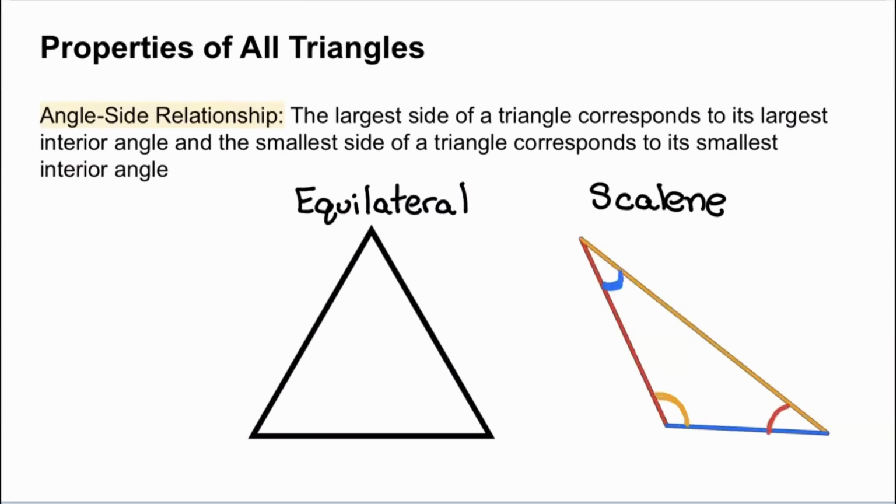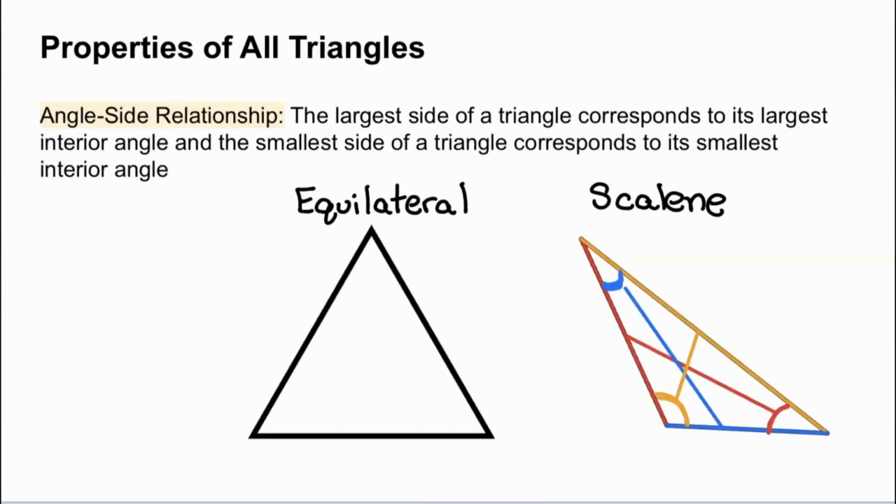And so now we see a bit of a relationship. This red angle is directly opposite of the red side length. The blue angle is directly opposite of the blue side length. And finally, the orange angle is directly opposite of the orange side length. So whatever's opposite of the largest side length is going to be the largest angle. Whatever's opposite of the smallest side length is going to be the smallest angle, etc.